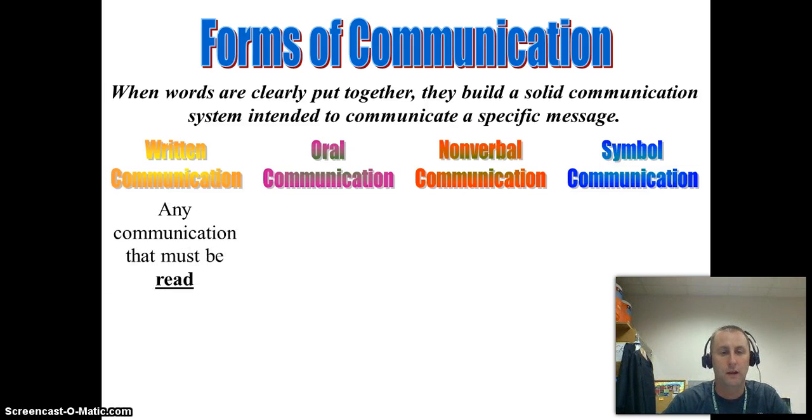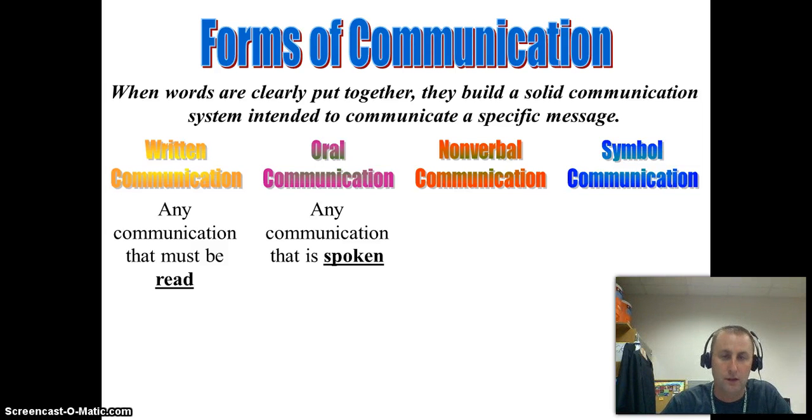Written communication is any communication that simply must be read. So for example, this particular PowerPoint presentation that we have here with all these words on it is written communication. We have to read those. If you look at a billboard, that would be written communication. If you're reading a book or a magazine or looking at something on the internet that involves words, that's all written communication.